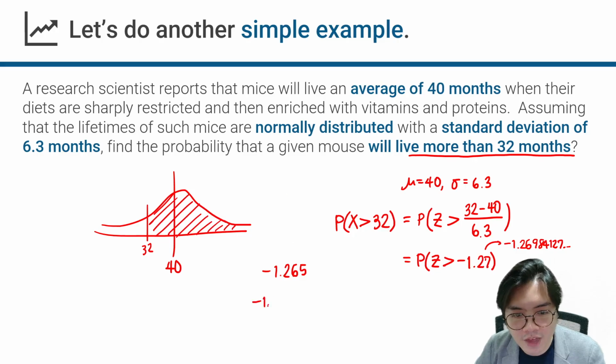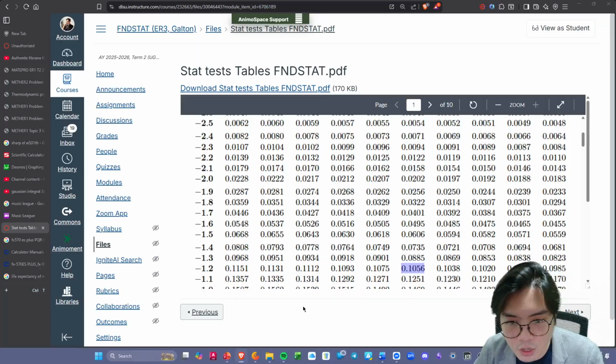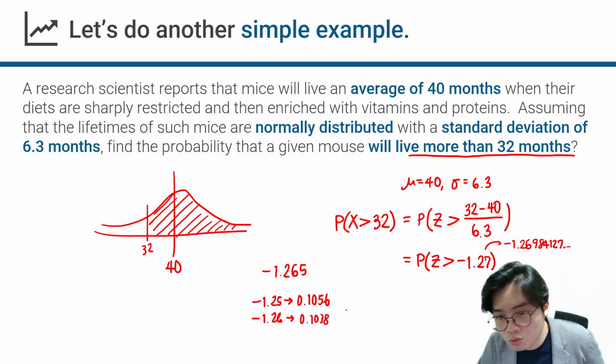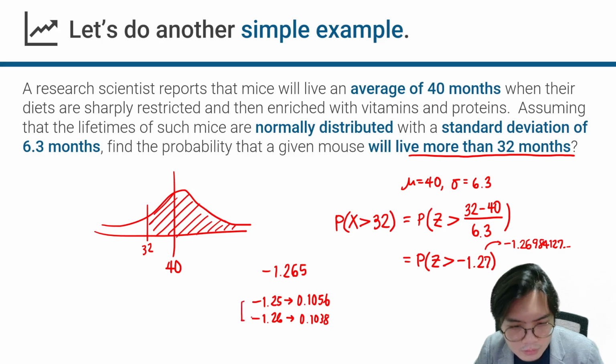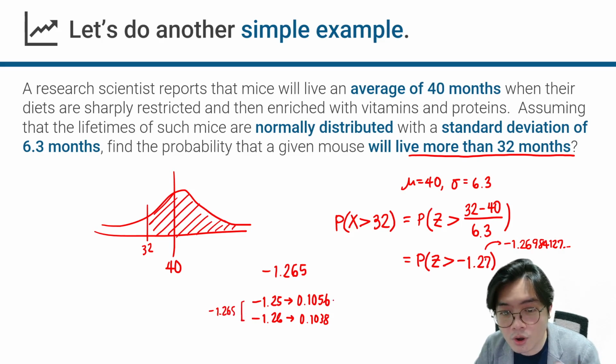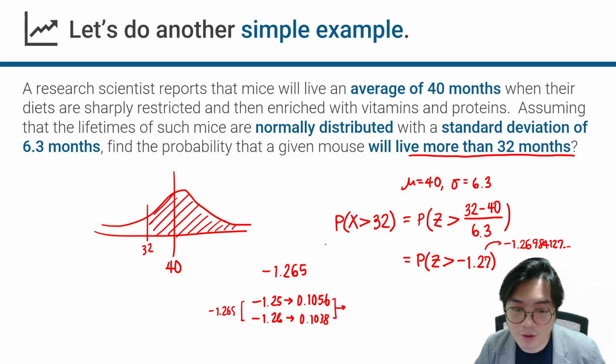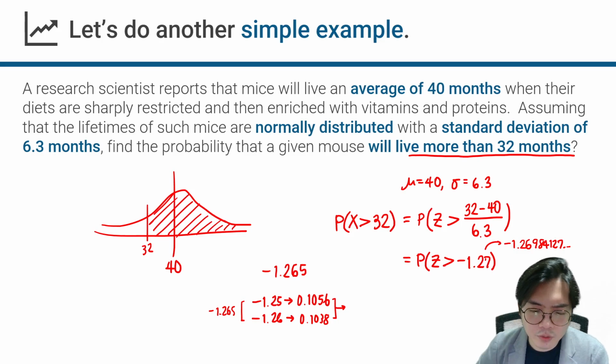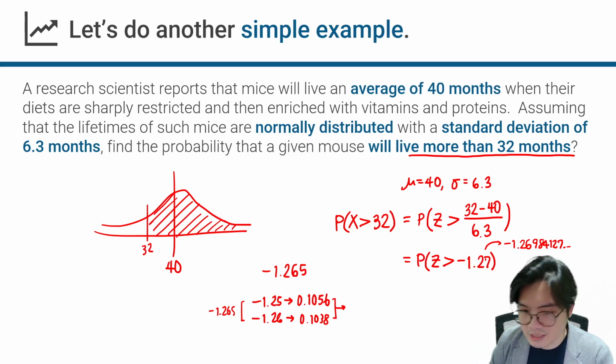Negative 1.25 gives you a probability of 0.1056. For negative 1.26, you get a value of 0.1038. What I would do, and of course what every engineer would do, is that negative 1.265 is in the middle of this. Therefore, we get the average, which is 0.1047. There you go. That's how you do it.